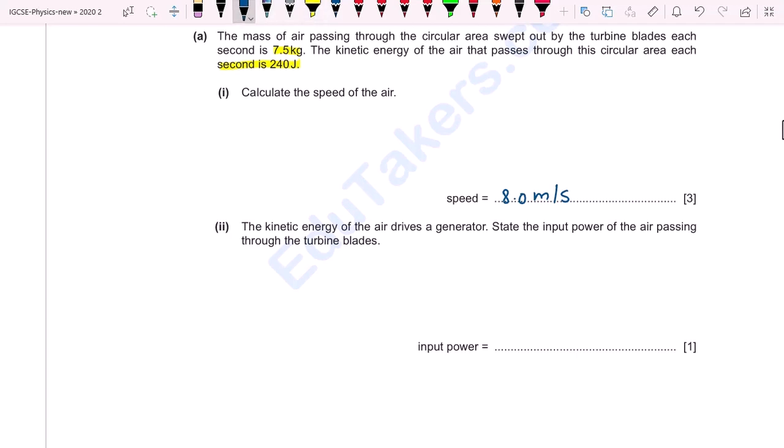And we know that power is equal to energy per unit time. Here energy is given as 240 joules and time is per second, which means that time is 1 second. So power comes to be 240 joule per second. Our other unit of power is watt. So I write here 240 watts.